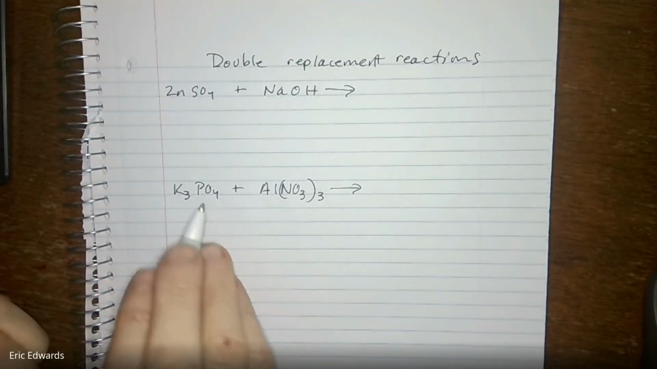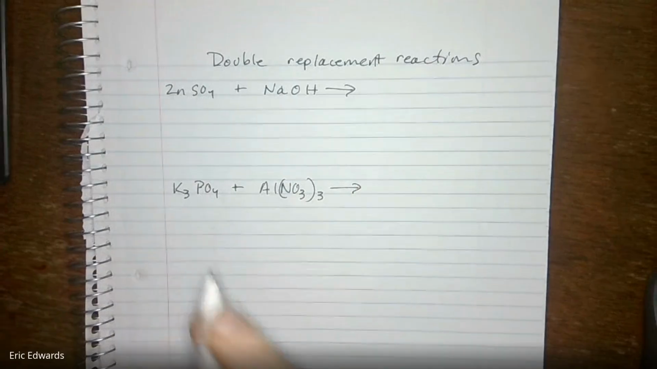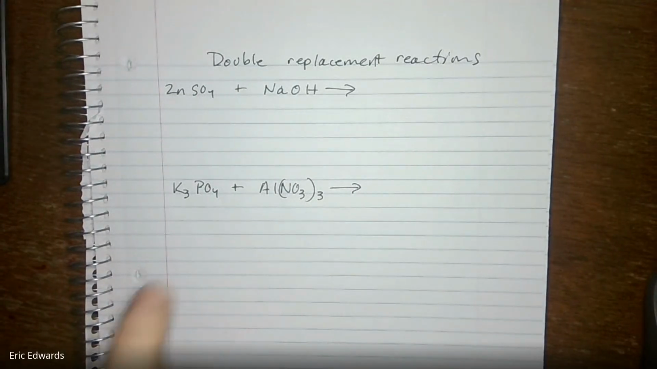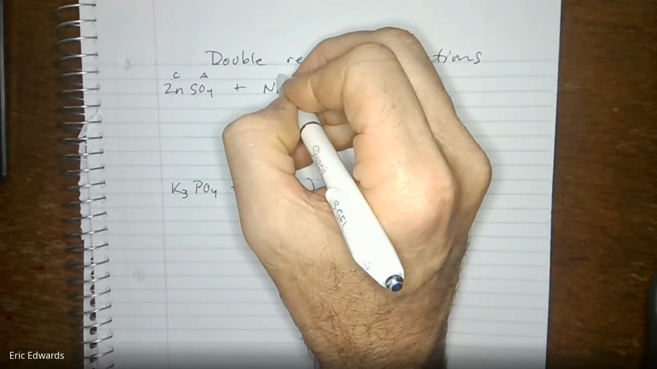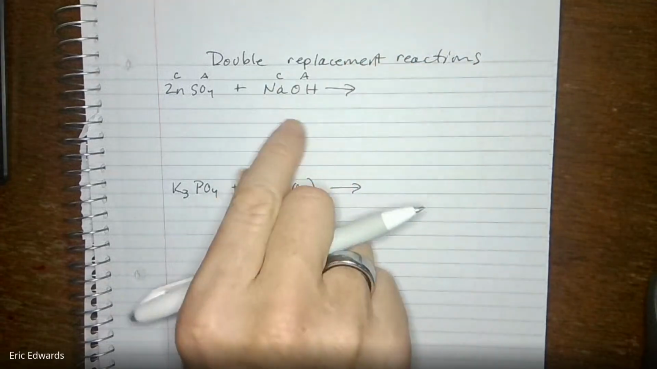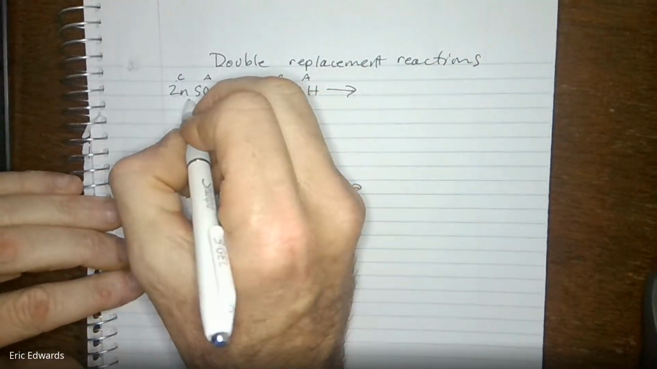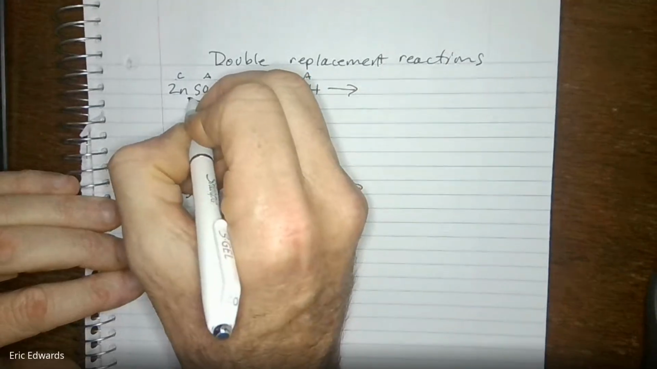Okay, let's do a couple of double replacement reactions. We'll just do a couple of them just to kind of get the idea. When you're doing double replacement, you have a cation and an anion, and you're going to switch places with the cations and the anions. So basically, they are just going to switch partners.